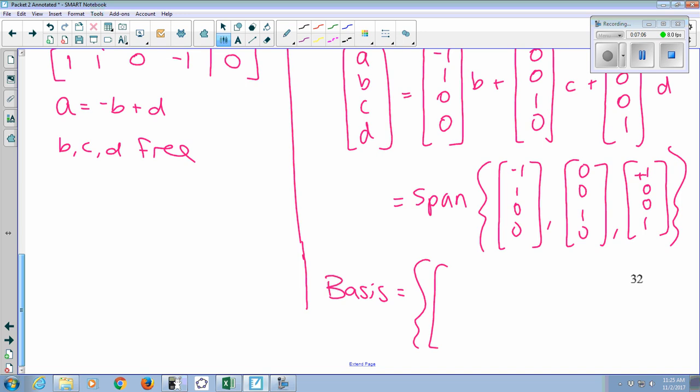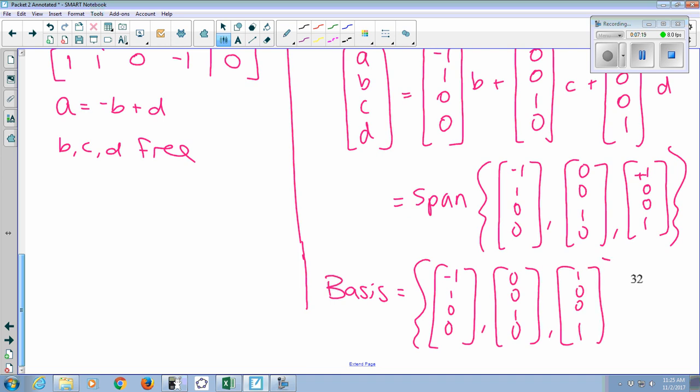So it's just another notation. Instead of writing the span, now we write basis. How many vectors are in that basis? 3. So the dimension of W is 3.